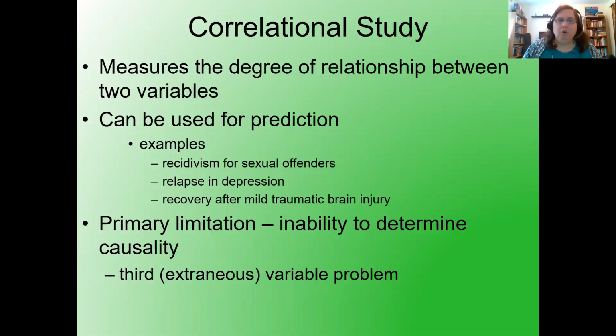For example, what if we're interested in understanding recidivism for sexual offenders? What if we're interested in understanding relapse and depression? So how likely is it that people who face one episode of major depression that lasts for this long over this period of time relapse? Or maybe we're interested in understanding recovery after mild traumatic brain injury. So we definitely can look at prediction as well. Or we can just look at something that's more relationship.